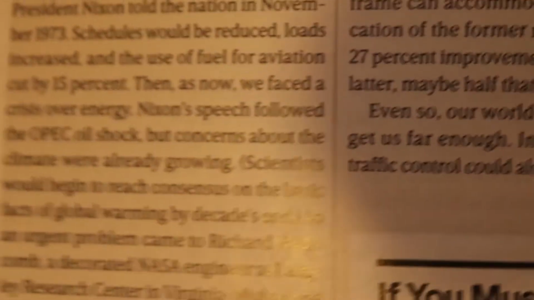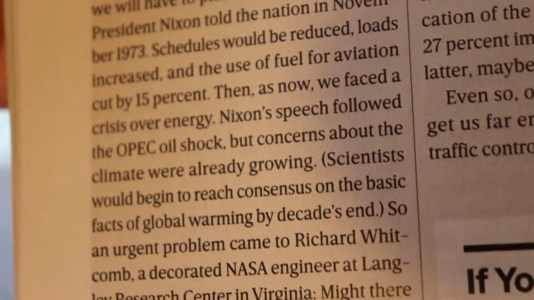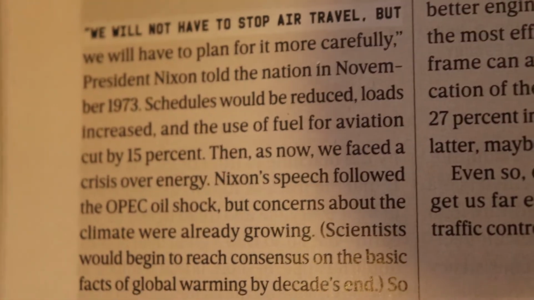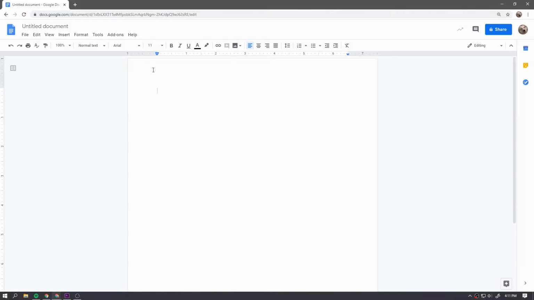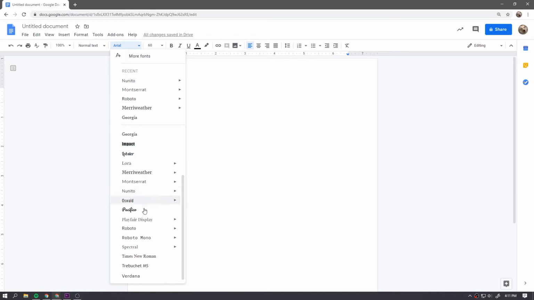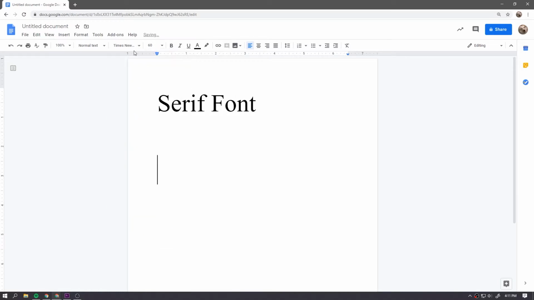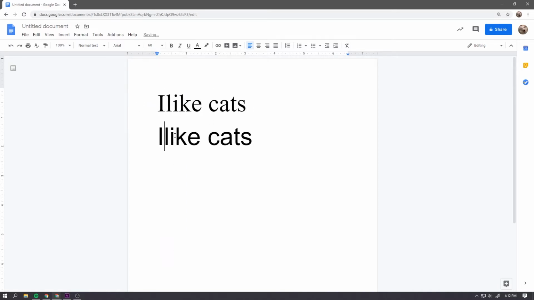And the reason for that is it allows us to differentiate between our letters a lot easier. So you'll notice that in a regular sans serif font, your lowercase l and your capital I might look the exact same. But in a serif font, there's going to be some key differences here and there.